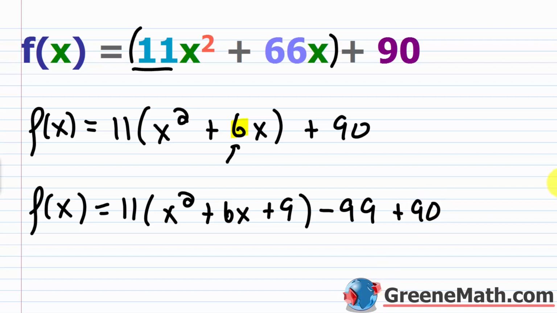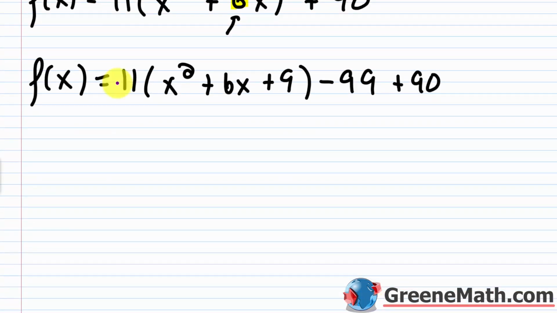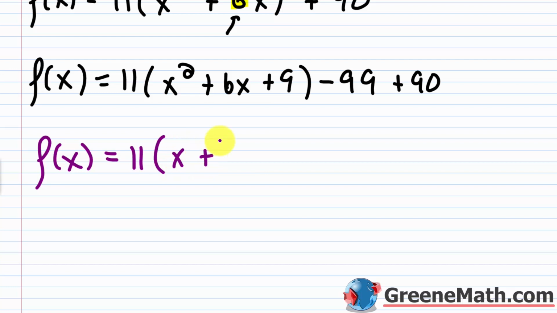So what I can do is very quickly factor this and say f of x is equal to 11 times the quantity. This factors into what? x plus the 9 came from 3 squared, so 3, this quantity squared. And then negative 99 plus 90 would be minus 9. Okay, so that's your vertex form. Again, if you wanted to match it up perfectly, you would want this to be a minus and this to be a plus.